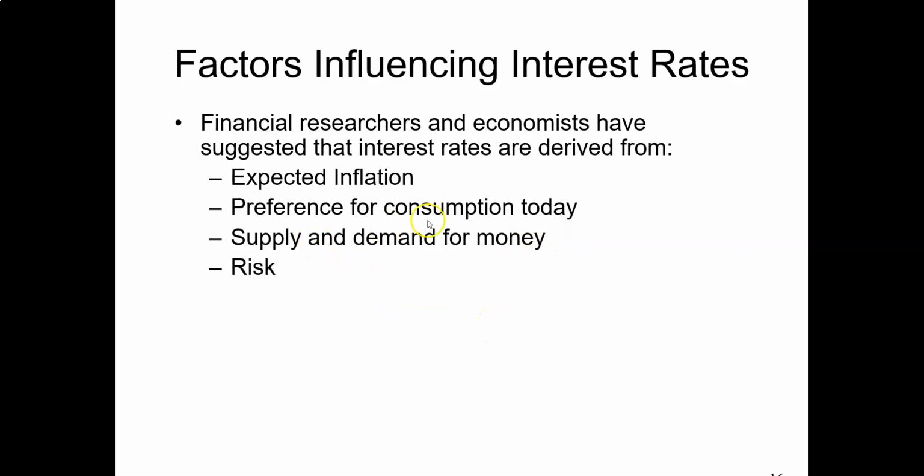When we talk about preference for consumption today, we are talking about how you make trade-off between consumption in the future and consumption today. Generally, you are impatient, so you prefer consumption today. We also think supply and demand for money will affect real interest rate. For example, the market situation in credit market will affect real interest rate. We also think risk will affect real interest rate.